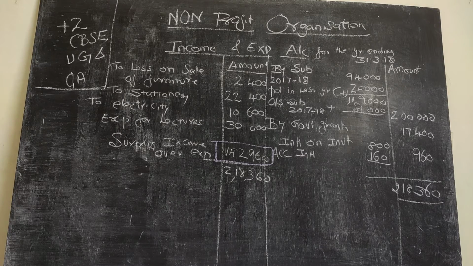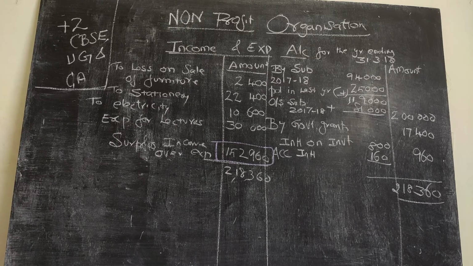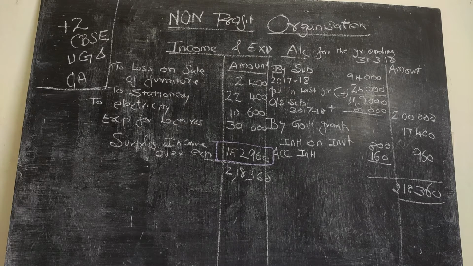receipt side subscription for 2017-18 94,000, and with respect to 25 members, they have paid in advance in the last year, so that 25,000 we added since it pertains to this year. And the outstanding for this year is not given, we are finding out because there are 200 members and we are supposed to collect 2 lakhs, so the balance about 81,000 is the outstanding subscription. Donation for building will not come here.